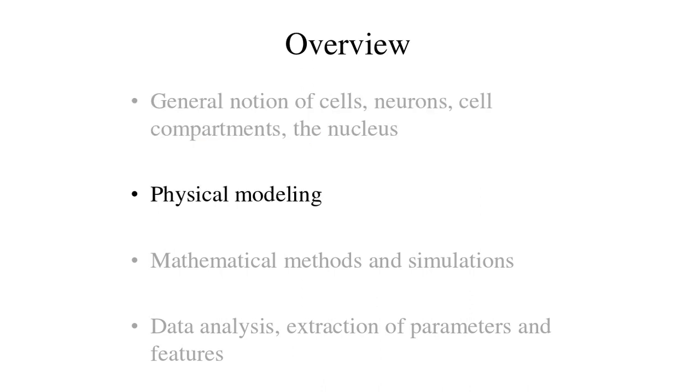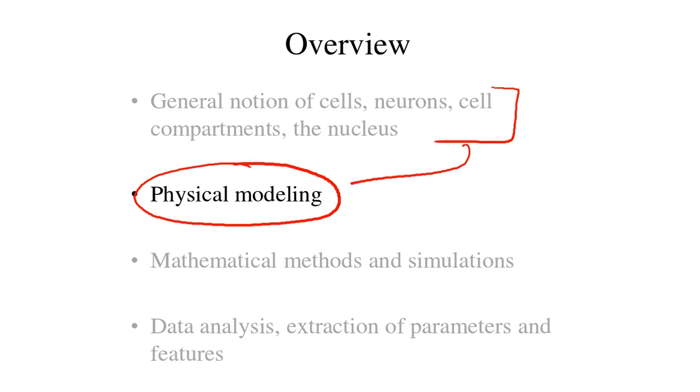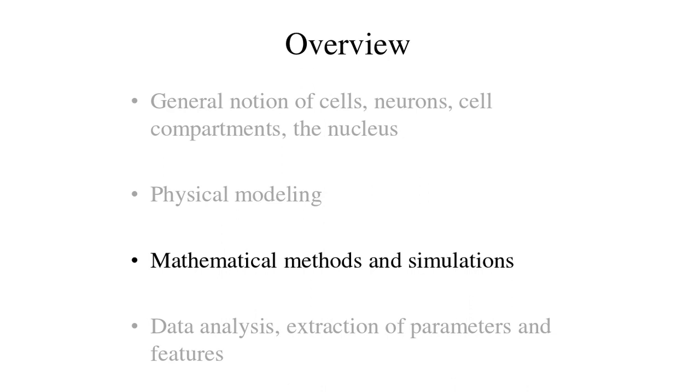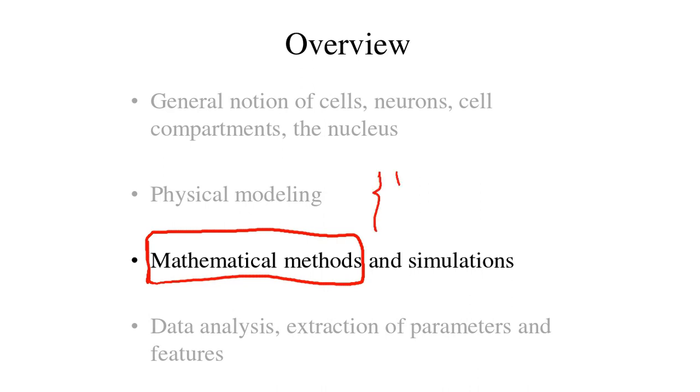Then I would like to discuss more specifically physical modeling, how we go from the biology to the modeling. Then the third part would be about how to develop mathematical methods. What I have in mind by mathematical methods is how we do asymptotics on partial differential equations. How do we study specifically stochastic processes, which are usually dynamical systems perturbed by a small noise.